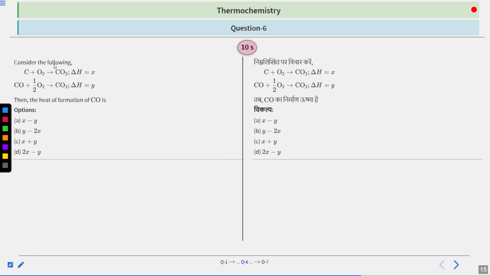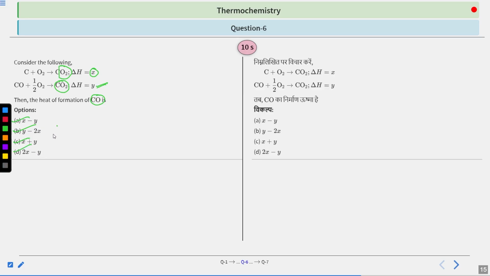Question number 6. Consider the following. C plus O2 is giving us CO2. Okay. Delta H for this reaction is X, meaning the enthalpy of reaction is given as X. Then CO plus half O2 gives CO2, and the enthalpy of this reaction is given as Y. Now, what we have to do? We have to find the heat of formation for CO. Okay. Options are A X minus Y, B Y minus 2X, C X plus Y, and D 2X minus Y.